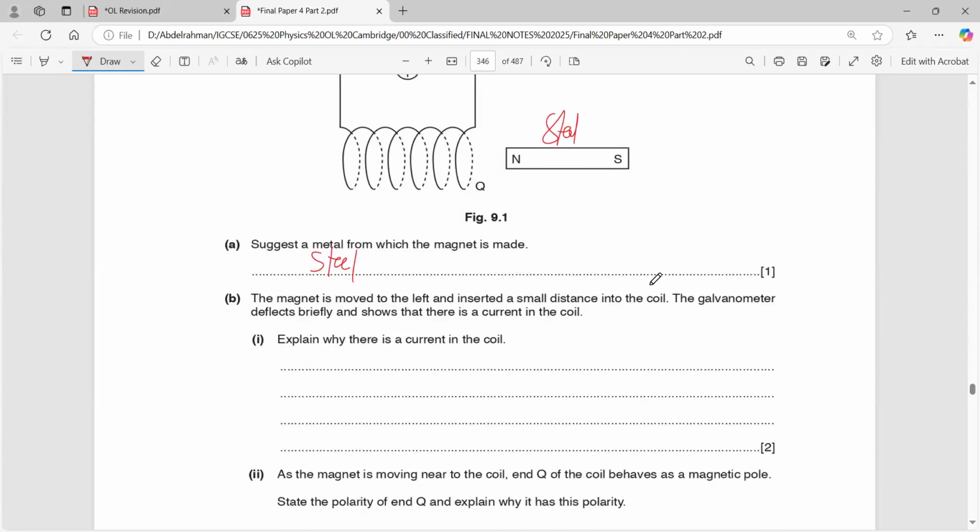The magnet is moved towards the left. It's moved towards the left, so it's moving in this direction. We just said it. The galvanometer deflects briefly and shows that there is a current in the coil.